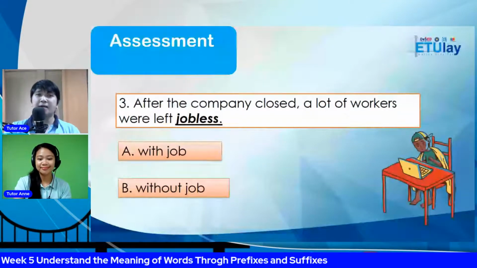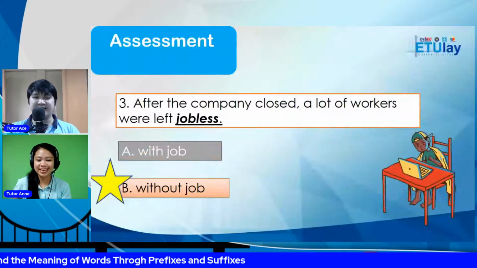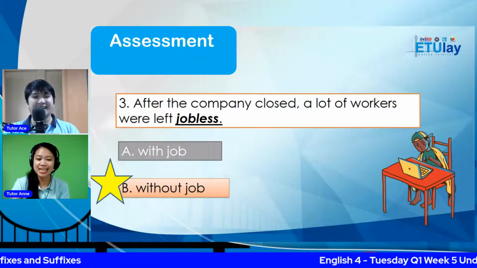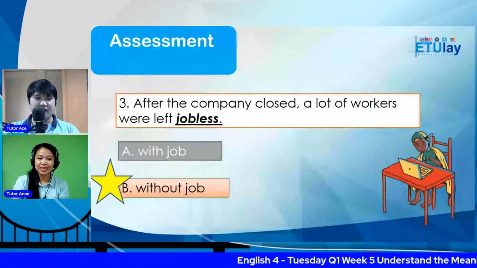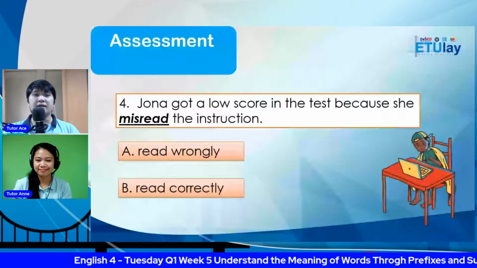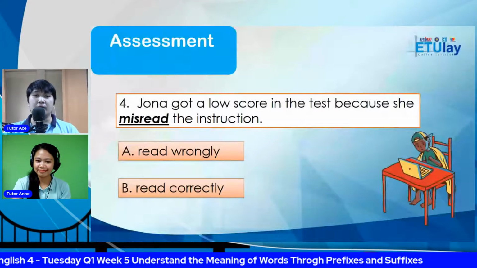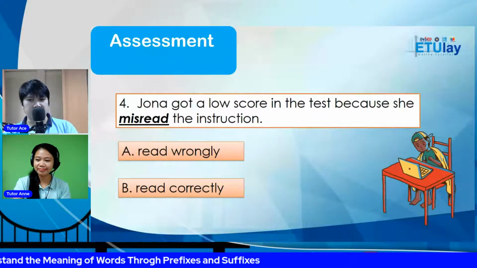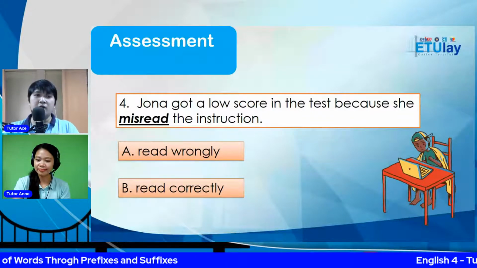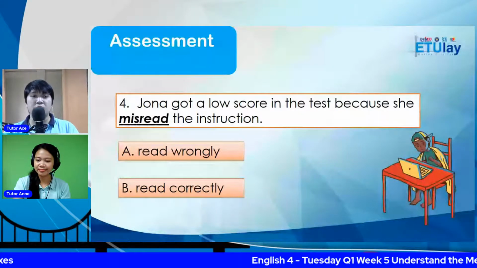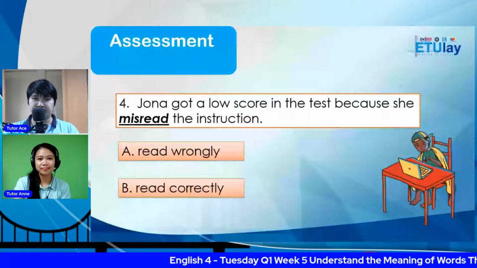And Tutor Ann, please tell us what the correct answer is. Yes, there goes the correct answer for item number three: without a job. Okay, all right. Number four, Tutor Ace. Number four, Jonna got a low score in the test because she misread the instruction.